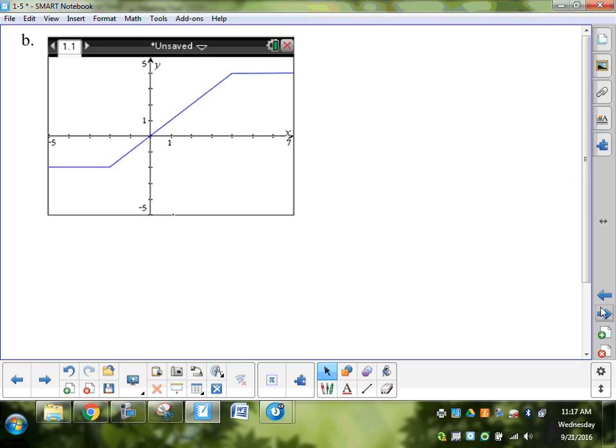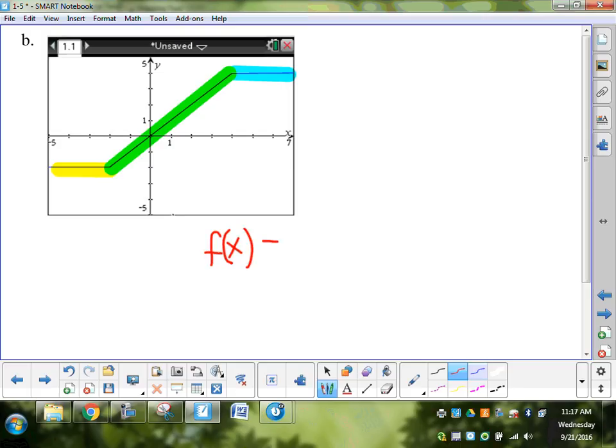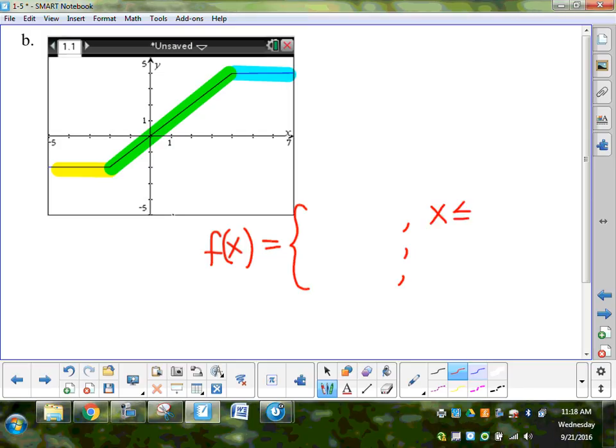How many pieces are there in 6B? Hands up, please, if you can tell me that. Where are your transition values? There's more than one. Okay. So I've got 3 pieces now I'm going to be graphing. I'm going to say f of x is equal to, and I need to leave space. When am I graphing out the yellow piece? Hands up, please, if you can give that out. When am I graphing out the yellow piece? X is less than or equal to -2.